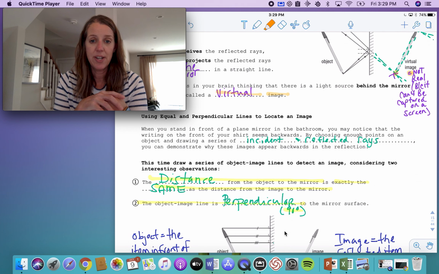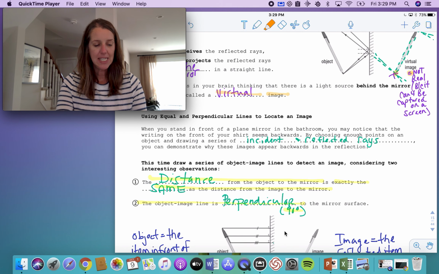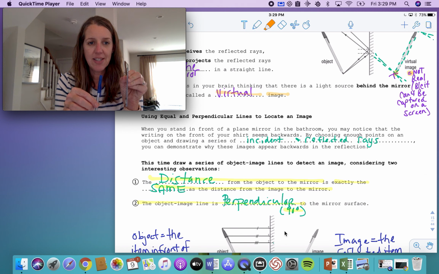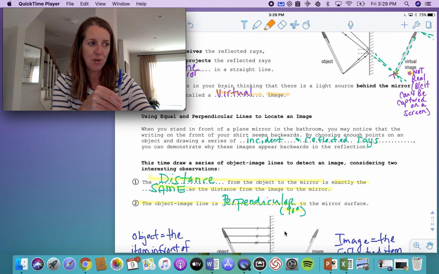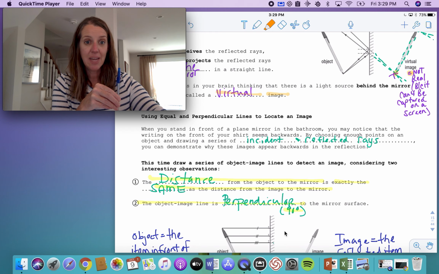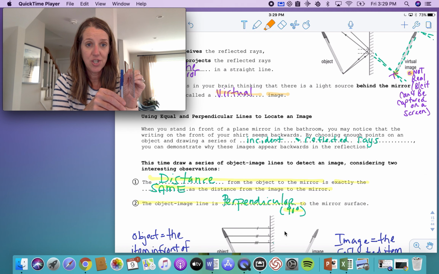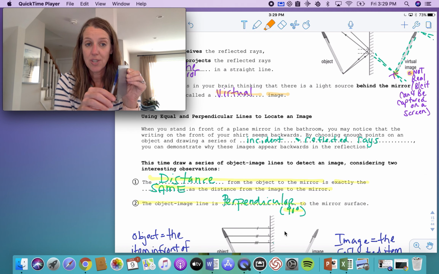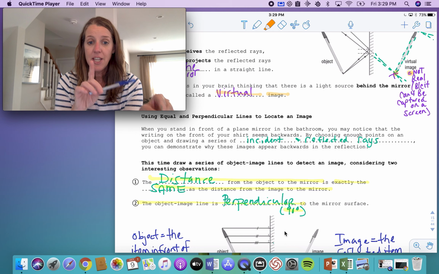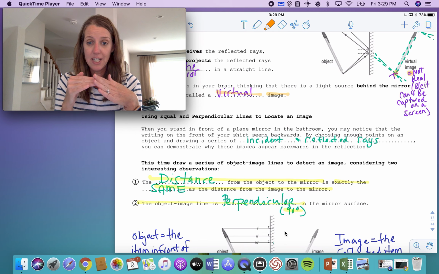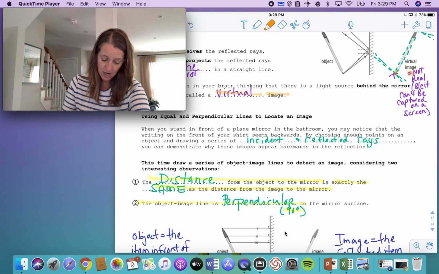This time, what I want you to draw is a series of object image lines to where you would detect the image, and I want to consider two different things, okay? The distance between the object and the mirror is the same as the distance between the image to the mirror. Same on both sides, okay? I want you to look at this. As I move this farther away, it looks like my pen is farther away from the mirror. The closer you move your object to the plain flat mirror, the closer the image is as well, okay? The object image line is perpendicular to the mirror surface.